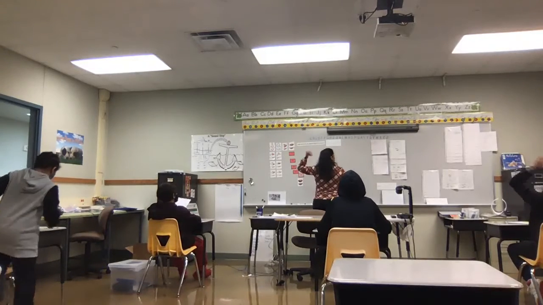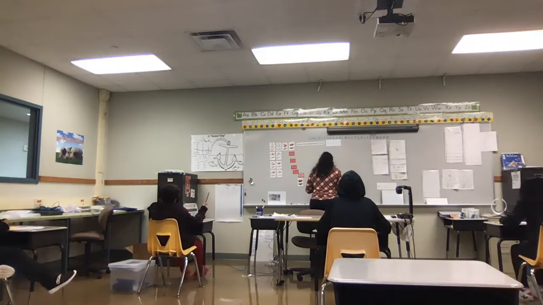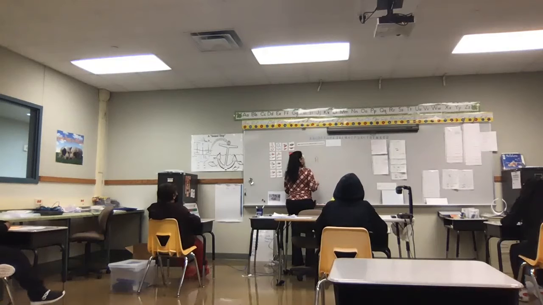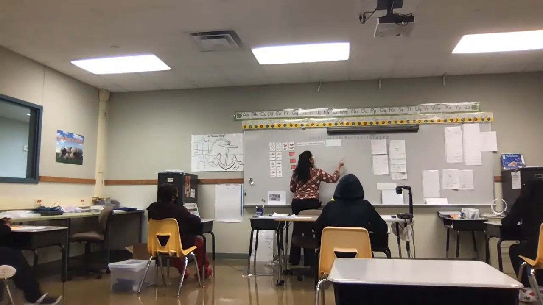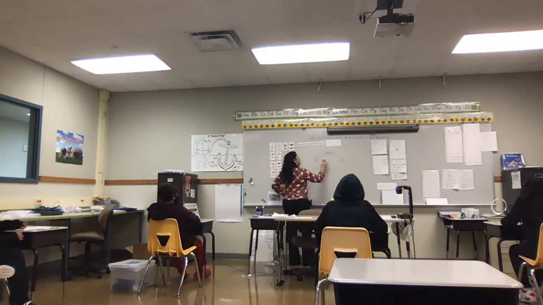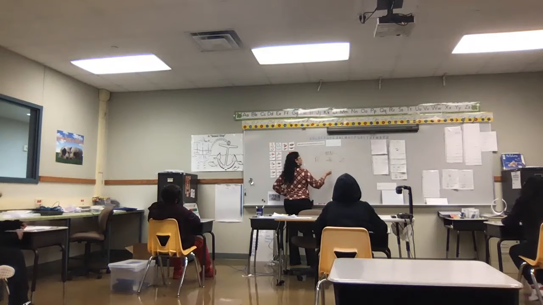My beforehand is my left hand, my afterhand is my right hand. What is the initial letter in the alphabet? A. What is the final letter in the alphabet? Z. What are the two middle letters? M and N. Okay, and everything in between is the medial. So how many letters in the alphabet? 26. What are the two kinds of letters? Vowels and consonants.